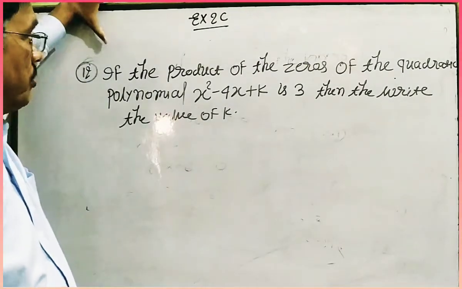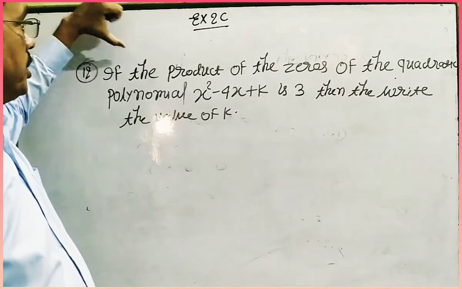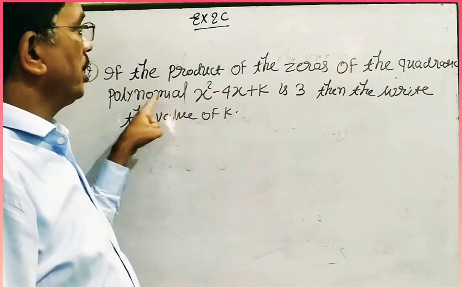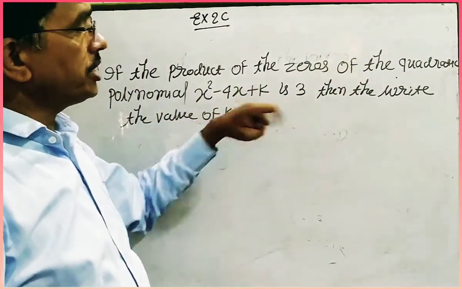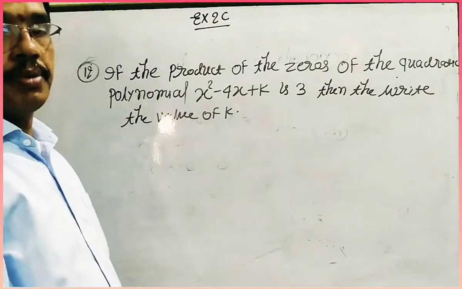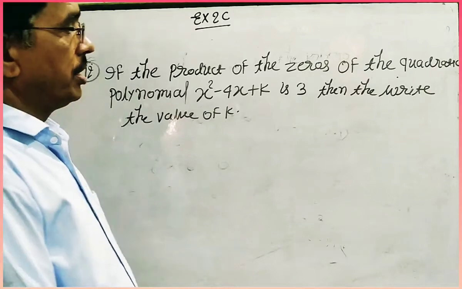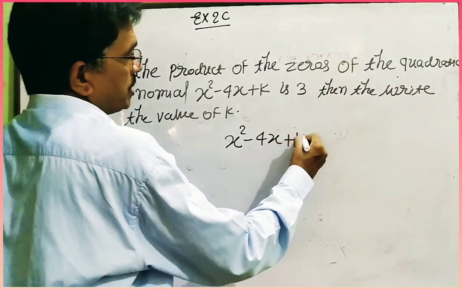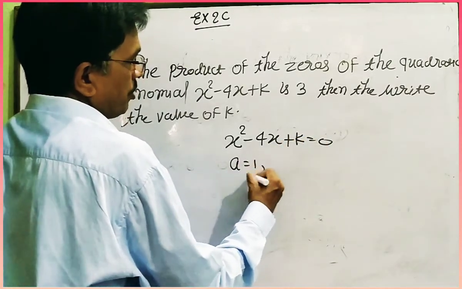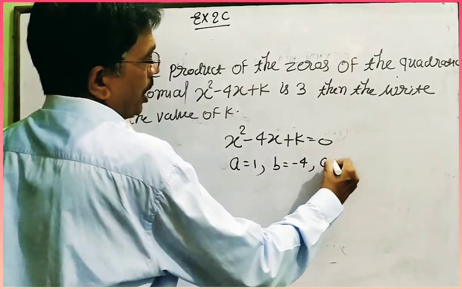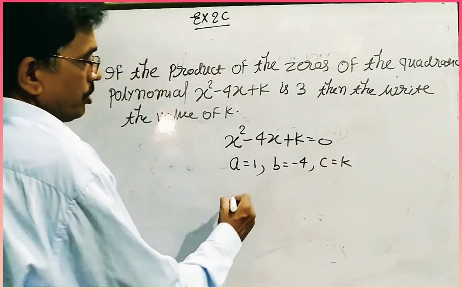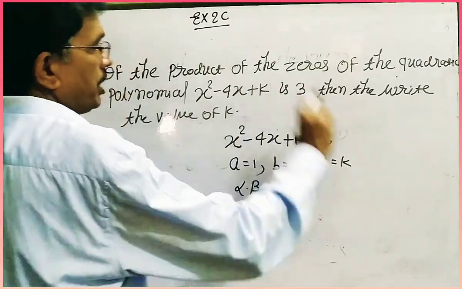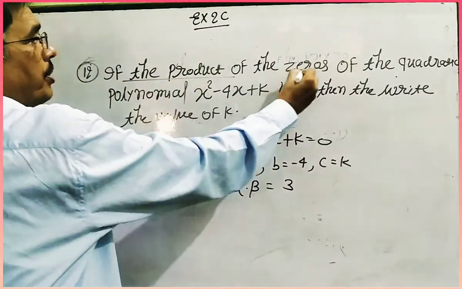Dear student, now question number 12 of exercise 2c, that is if the product of the zeros of the quadratic polynomial x square minus 4x plus k is 3, then write the value of k. That means what is the value of k? A product is given. So you write first the equation, that is the quadratic equation x square minus 4x plus k is equal to 0. That means a is equal to 1, b is equal to minus 4 and c is equal to k. Your question also gives that alpha into beta, the product, is 3. Because here the product of the zeros is 3.